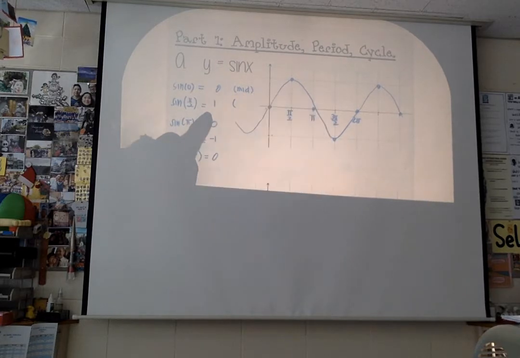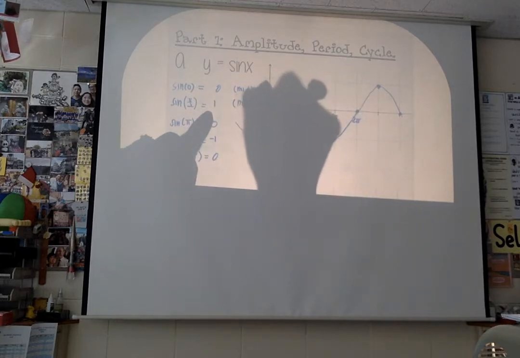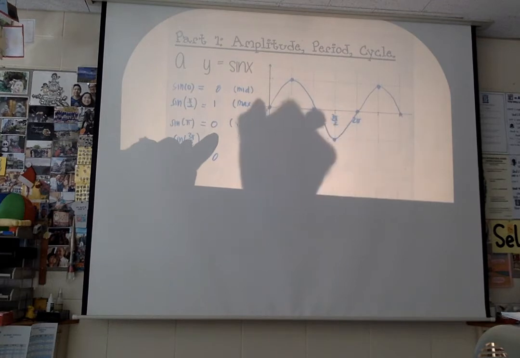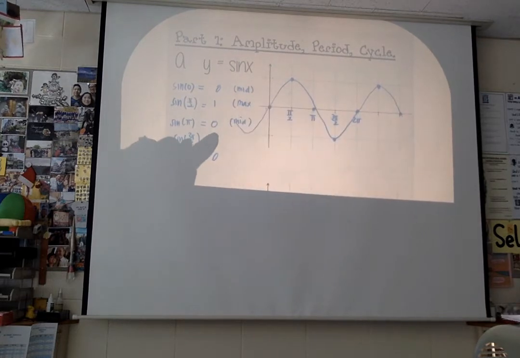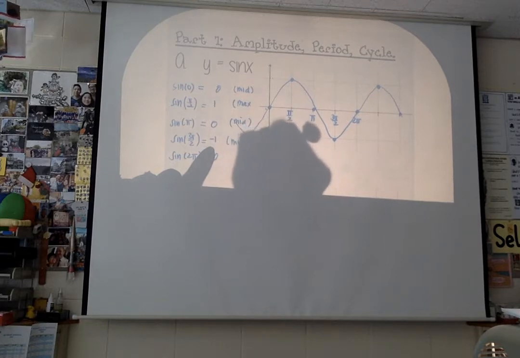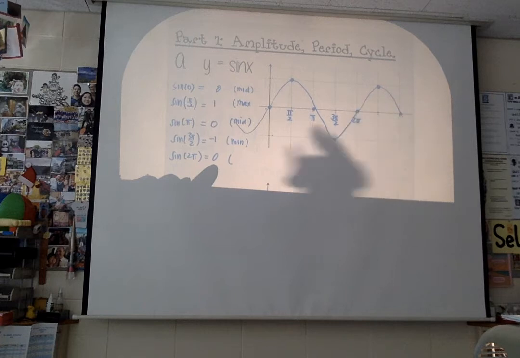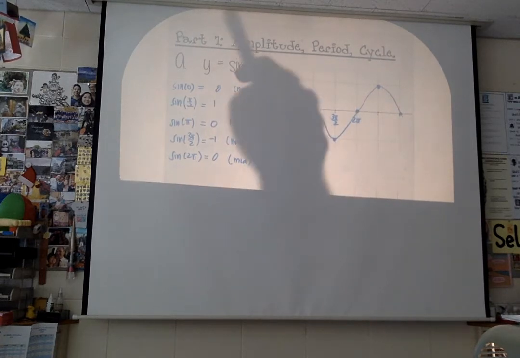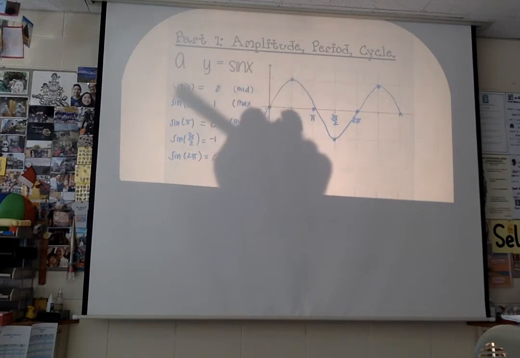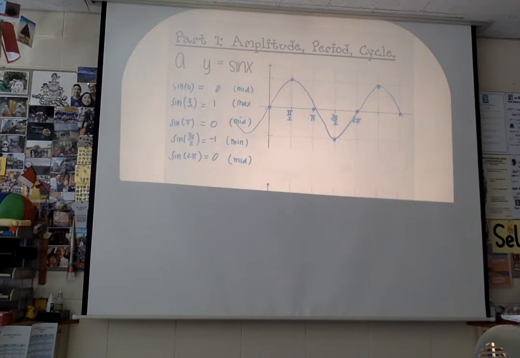Or we call it mid or 0, okay? 0 or mid, that's what we're going to call it. And 1 is going to be your max. And what is this guy? 0 again, that's our mid, or 0. Negative 1 is our min, right? Isn't that the lowest this guy went? And this guy is going to go back to 0, so it's going to be your mid. So your sine graphs are always going to have this pattern: mid, max, mid, min, mid, okay? All right.